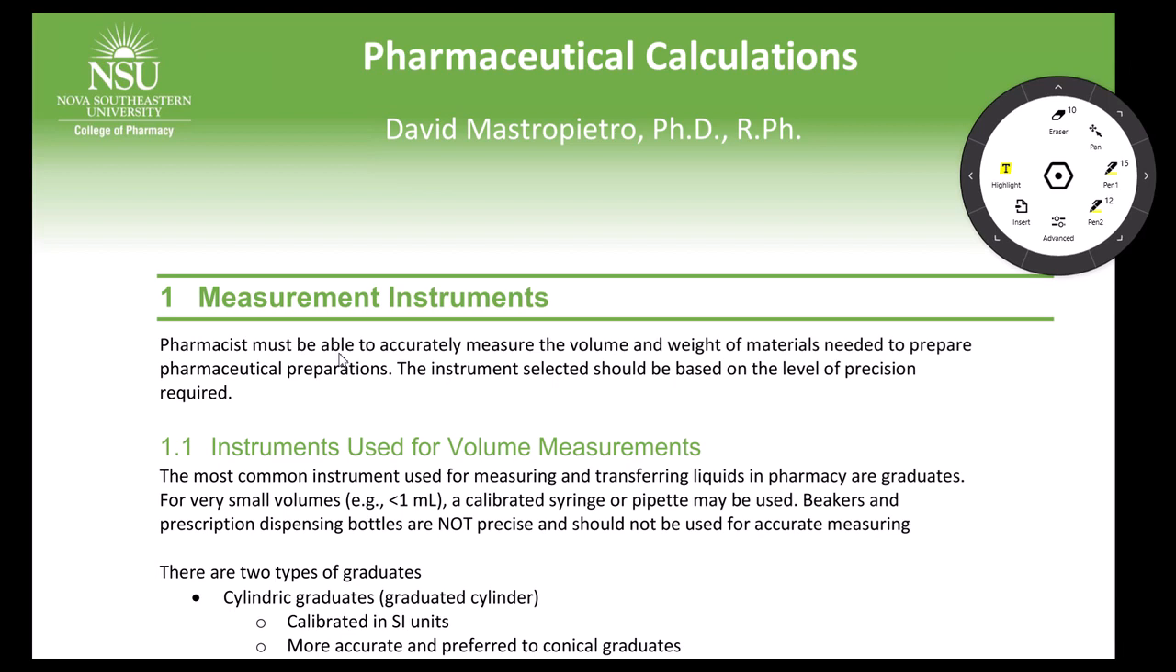In this video, we're going to be talking about instruments that are used for measurement. And for that, we have a few different things for liquids and usually for solids that we'll talk about. So when we are trying to measure something in pharmacy, we usually are going to select an instrument based on the level of precision that we are looking for.